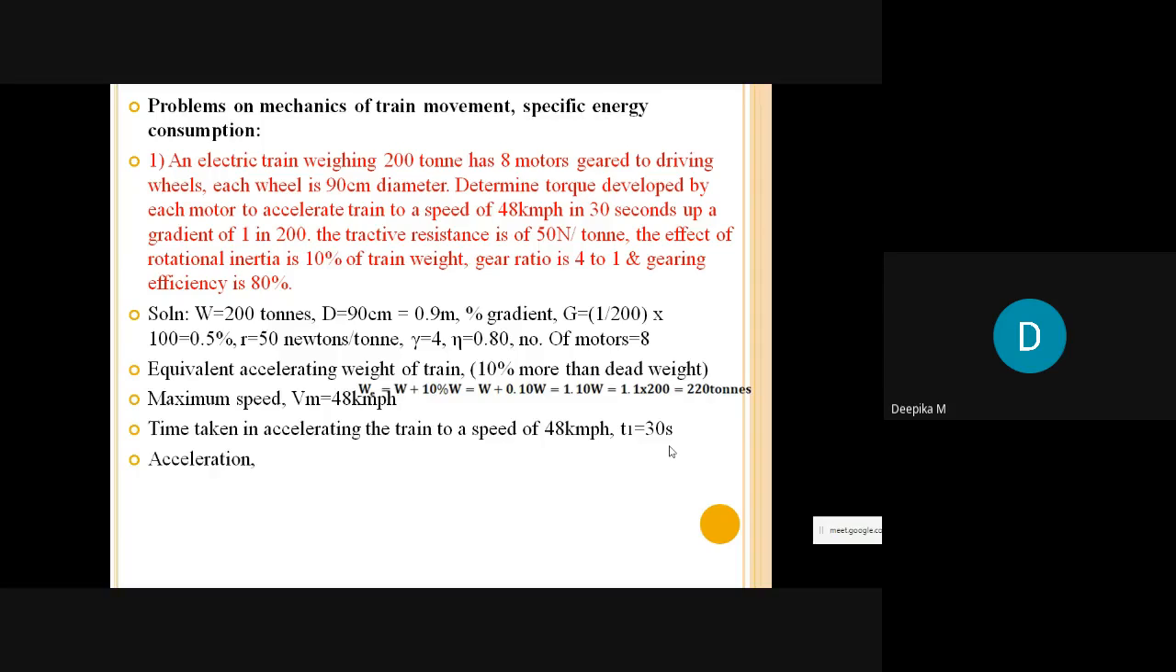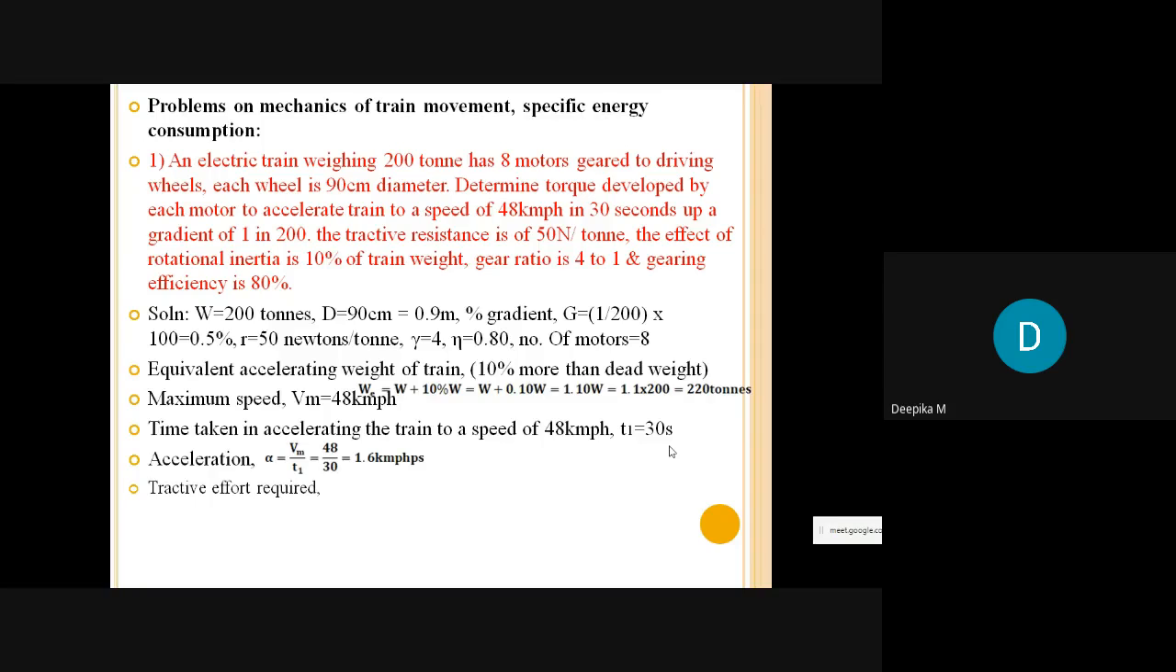So how do I calculate the acceleration? Acceleration is nothing but speed by time, correct? Hence it is Vm by T1, because I have to consider only the time during acceleration. Hence alpha will be Vm by T1, and Vm is 48, T1 is 30, substitute, hence we will get 1.6 kilometer per hour per second.